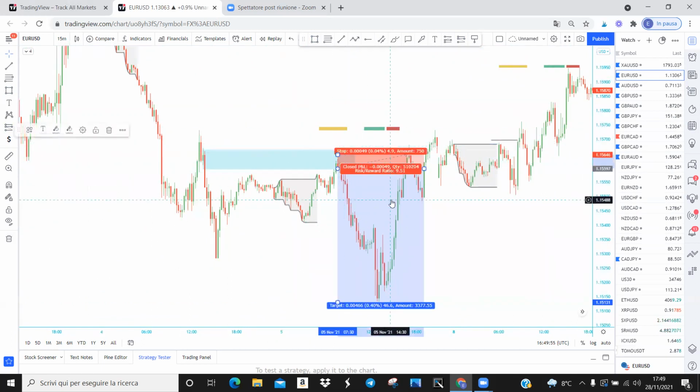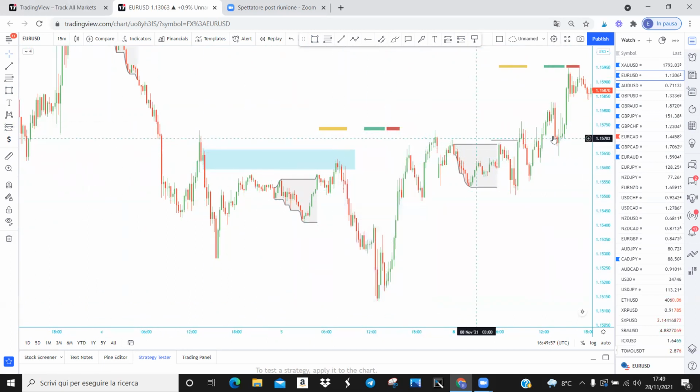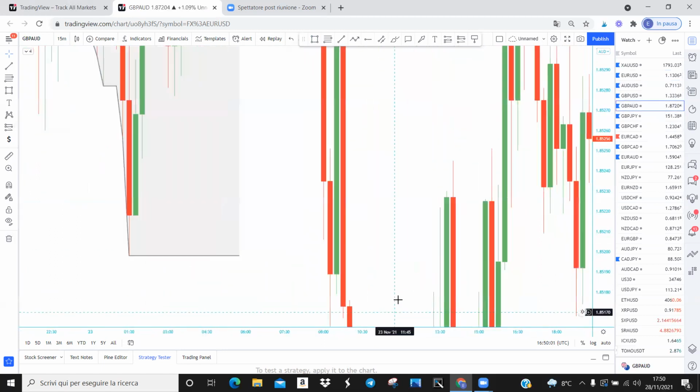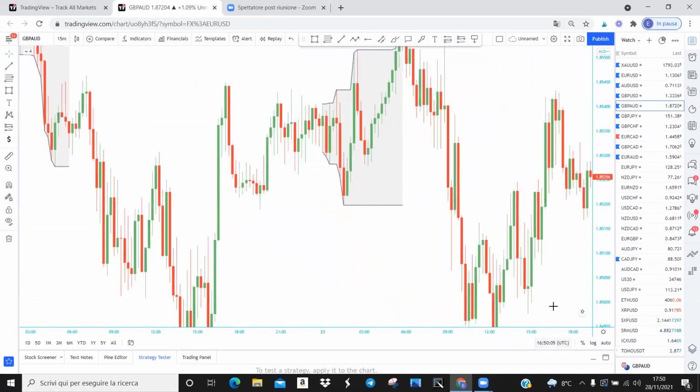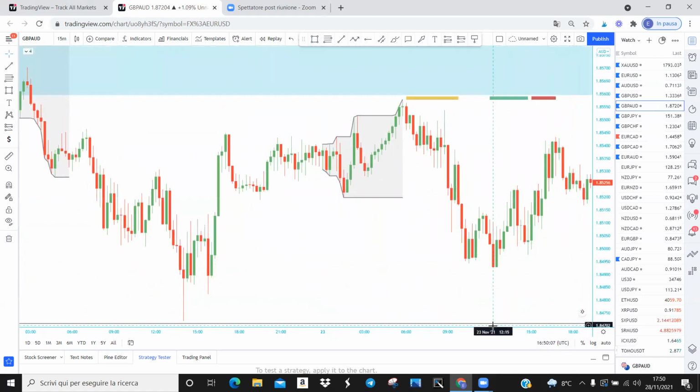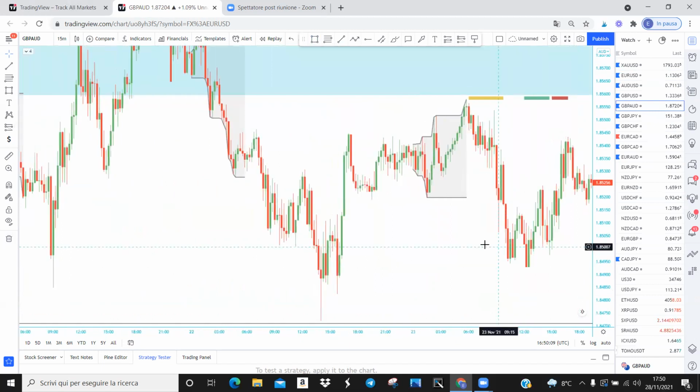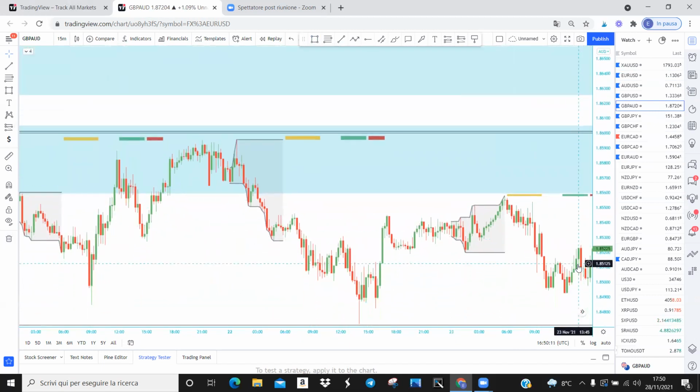But we will see the entry types later. You will understand what's going on. I won't show you the other pairs because it is pretty similar in all of them. Maybe GBP AUD is a little bit crazier because GBP can move a little bit more, but still same concepts apply. Now, what happens when you see something like this?